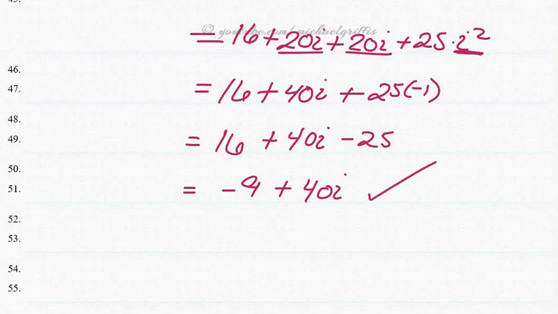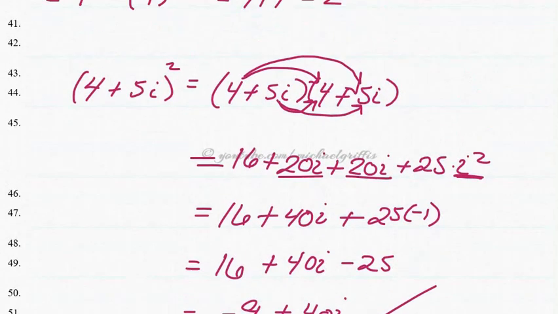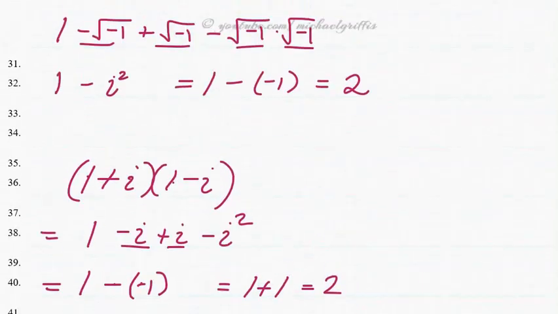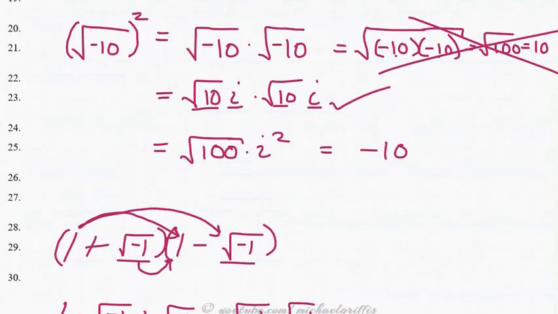Bam. All right, you should have caught on to that. Multiplying complex numbers together, getting them in the standard form.